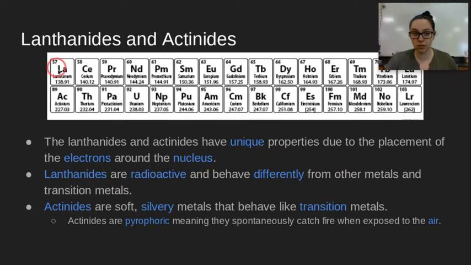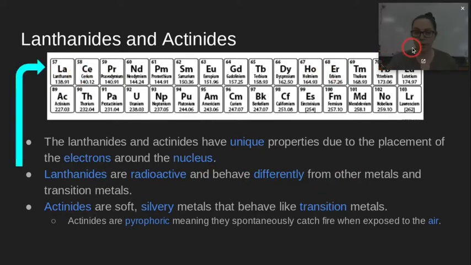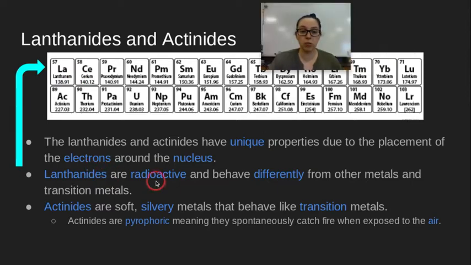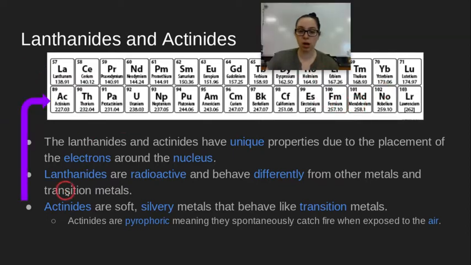Lanthanides, right here, are radioactive. That means that they'll break down and change into different elements. And they behave differently from other metals and transition metals. But that's lanthanides. Actinides are soft and silvery metals that behave like transition metals.